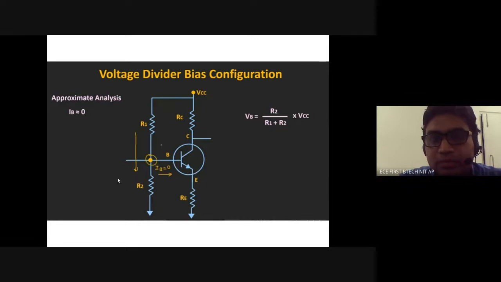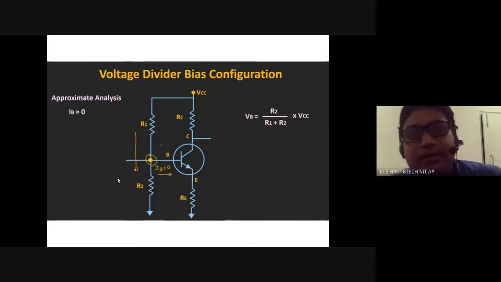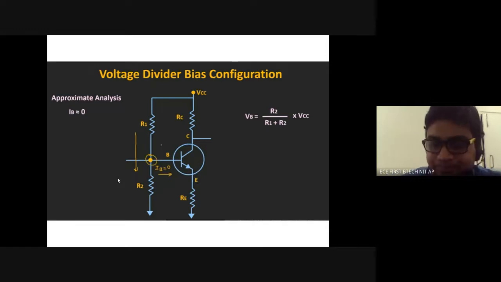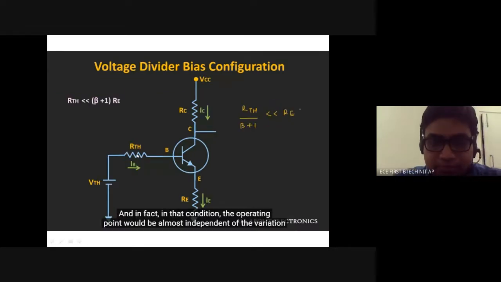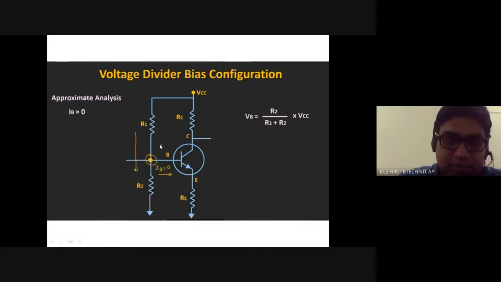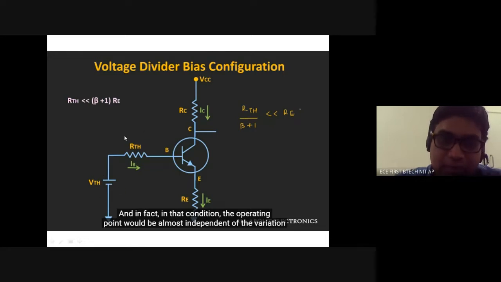So we'll discuss how the voltage divider bias configuration is able to stabilize the operating point. In this case we take an approximation that our base current is taken to be zero. We are taking voltage divider bias because two resistances are taken, and this VCC is accounted for voltage biasing. If you take the node voltage at this point, what will be VB here? R2 divided by R1 plus R2 into VCC. So this is the equivalent circuit for the voltage divider circuit. If we modify it into the equivalent circuit, we'll take one Thevenin voltage and one Thevenin resistance.